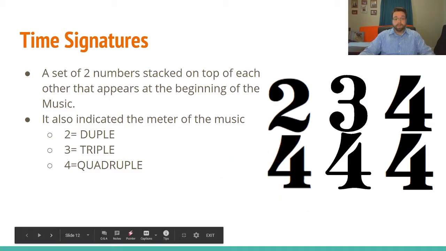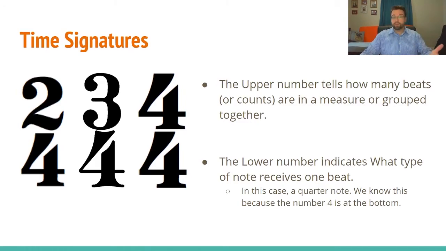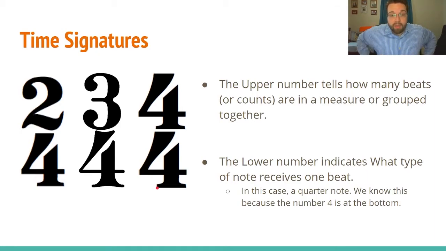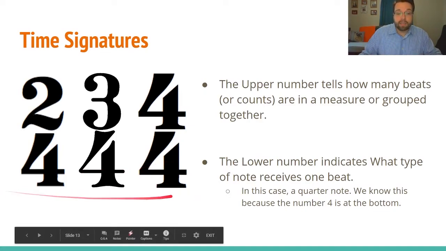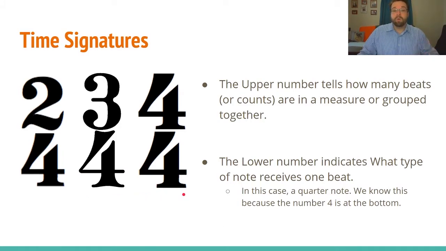But the bottom number also tells us very important information. As I said, the top number tells you how many beats or counts are grouped together in a measure, and the lower number indicates what type of note receives one beat. Thus far, we have looked at quarter notes, whole notes, and half notes. So if you see a 4 on the bottom of these time signatures, that indicates that the quarter note will be receiving the beat.